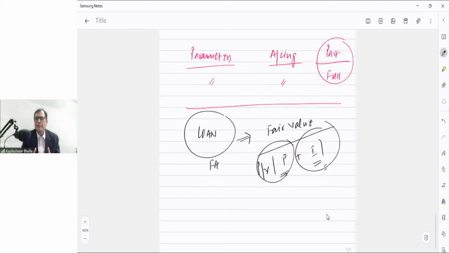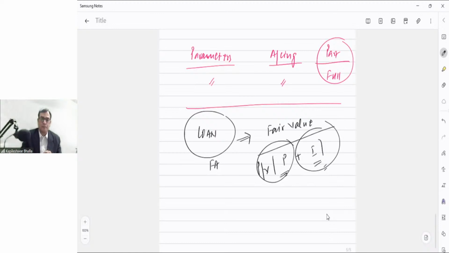So what I'm now going to do is give you the parameters which are given in Ind AS 109, which tell me in which particular cases a derecognition of a part of the asset can take place. When can you say, okay, let me derecognize not the entire asset, but only a component of that asset?